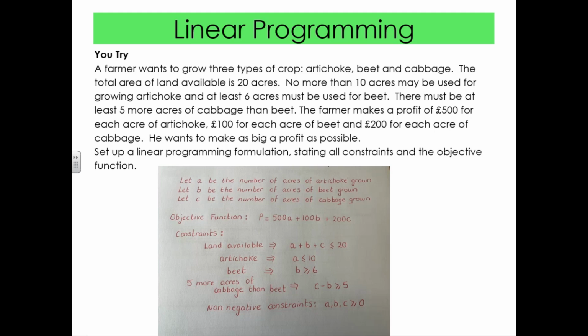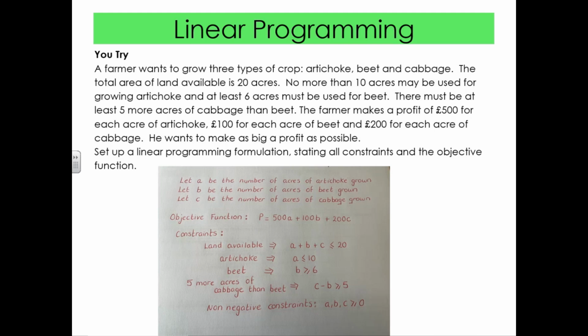Land available is total area of land is 20 acres, so less than or equal to 20 per acre. Then we've got restrictions on acreage. Make sure you're careful with the equal to. The confusing ones, I think, are always the ones where it's like there must be at least 5 more acres of cabbage than beet. I always think that's really awkward to get the right way around.